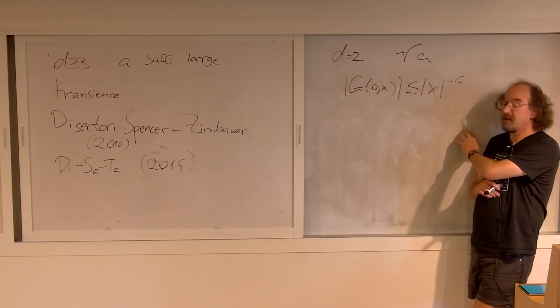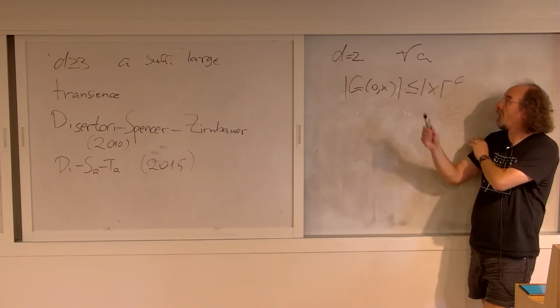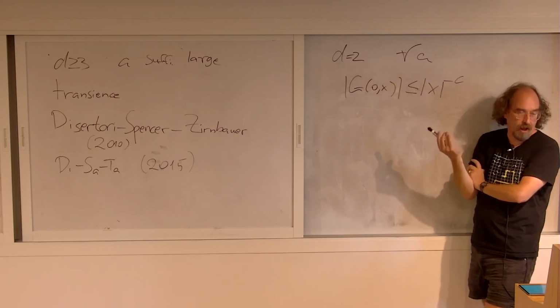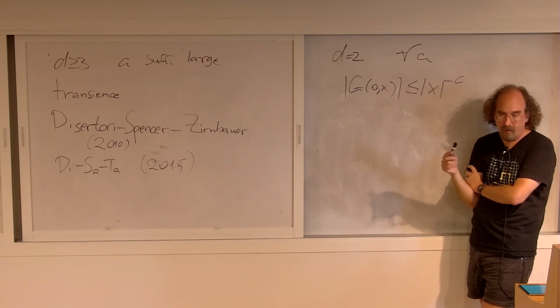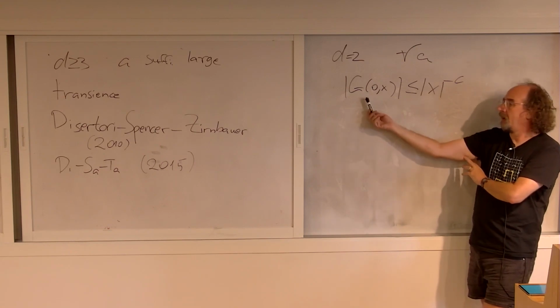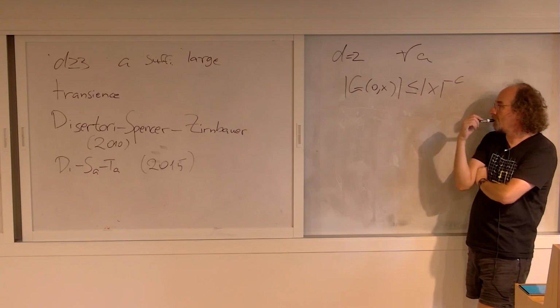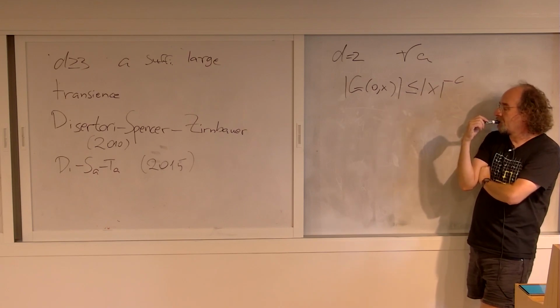But at least you have the result. So again, what is the result? We're in 2 dimensions now. We take A, the interesting case is A large, but the result is for any A. And we see that the number of, how is that actually defined exactly?